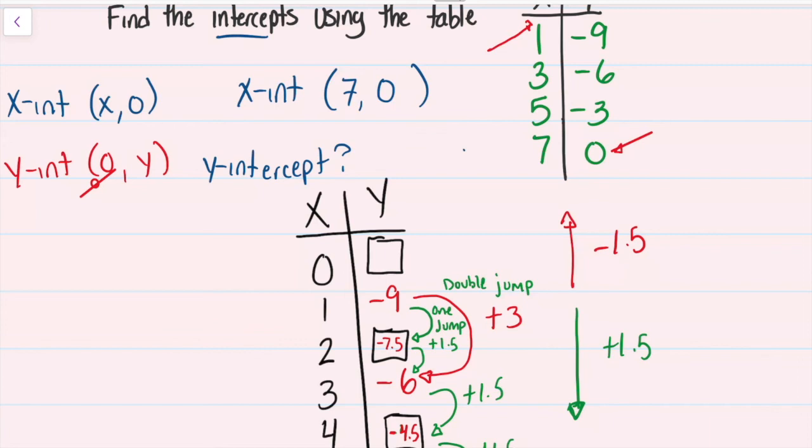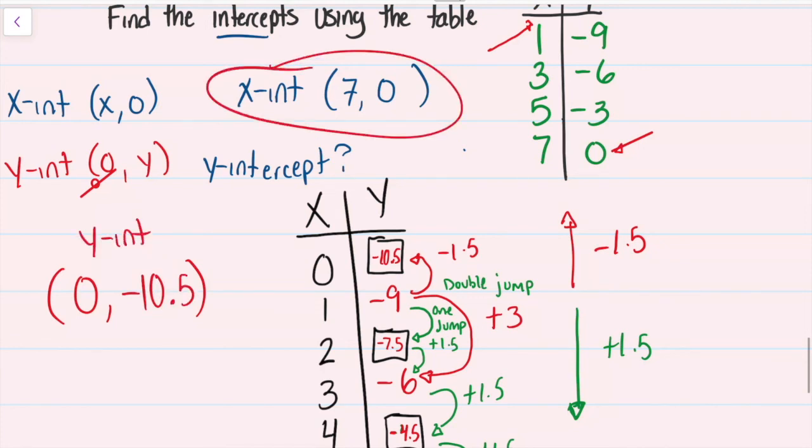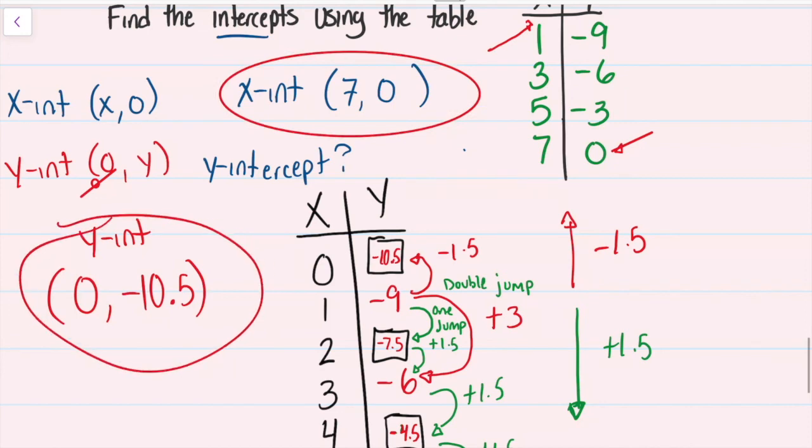Well, at -9, if we want to do just one up, what's going to be minus 1.5? -9 minus 1.5, use a calculator. That will be -10.5. And we found our y-intercept. Our y-intercept is (0, -10.5). We found the x-intercept, the y-intercept, and that's the way you do it.